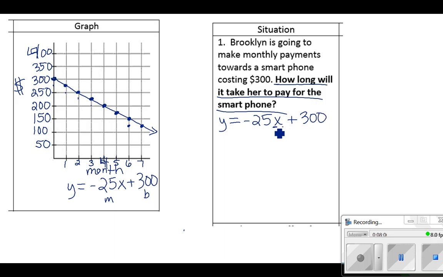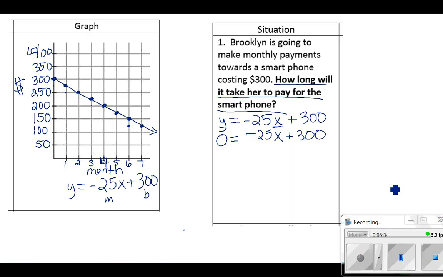We're looking for the month, which is the x value. And we want, like I said, our y value to be 0 because that's our balance. When she's at 0 balance, that means she's paid off the smartphone. So 0 equals negative 25x plus 300. So pause it and see if you can solve it yourself and see how long it will take her to pay off her smartphone.